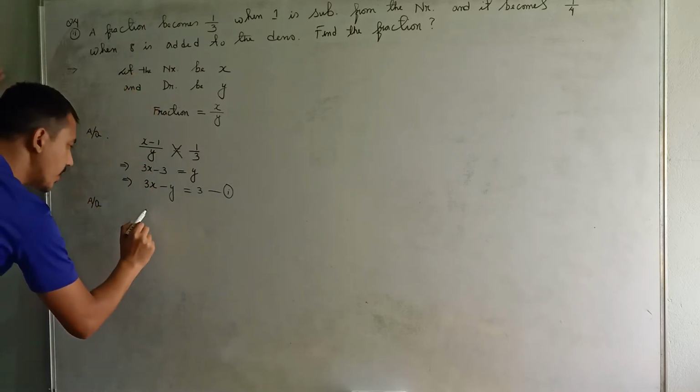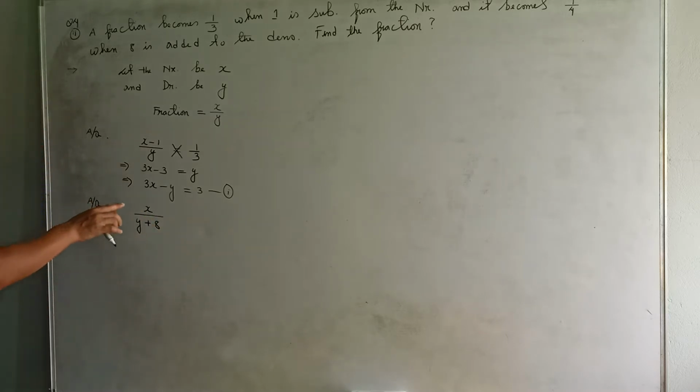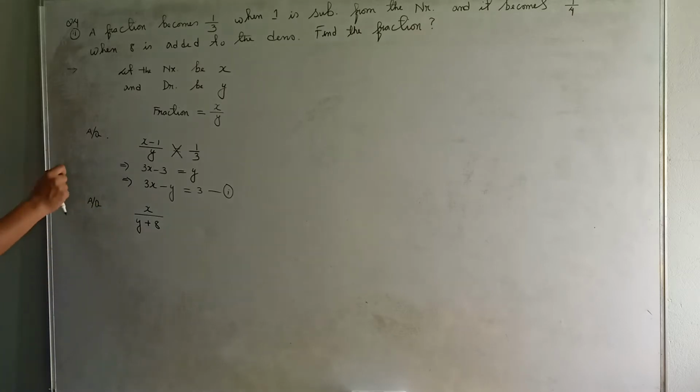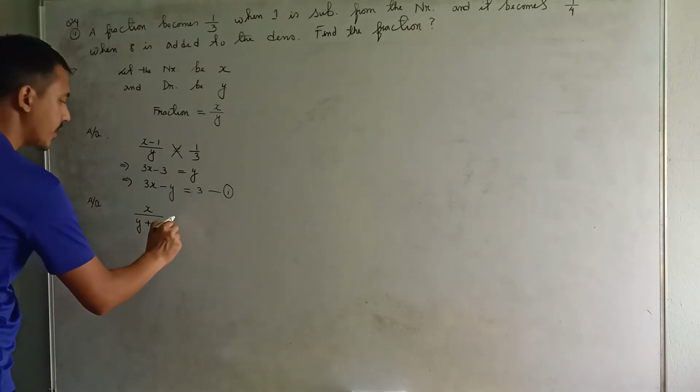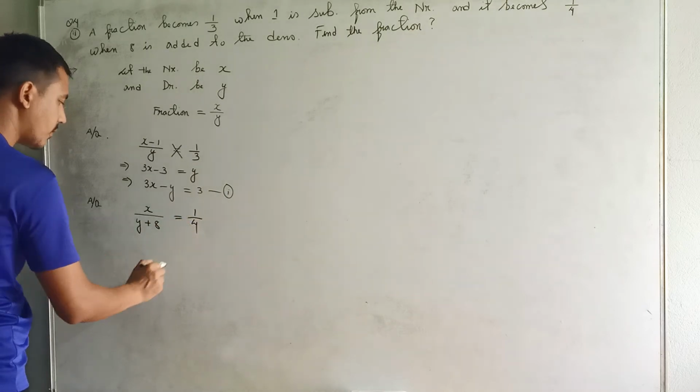Means to the numerator you do not make any changes, but to the denominator you add 8. So the fraction becomes, your fraction numerator upon denominator becomes 1 by 4.